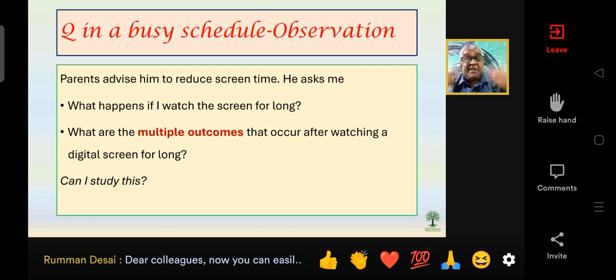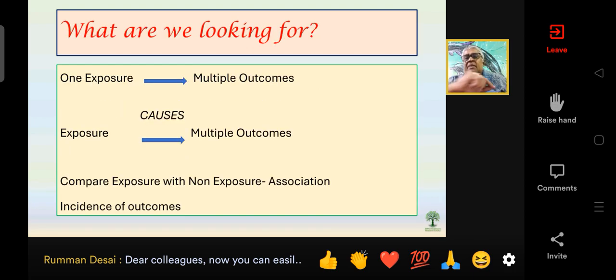Now, you can apply that conceptually to any question, any problem that you have. If I am exposed to asbestos, what happens? What are the multiple outcomes that can happen? If I am exposed to tobacco, what are the multiple outcomes that can happen? So what are we looking for? We are looking for a single exposure causing multiple outcomes.